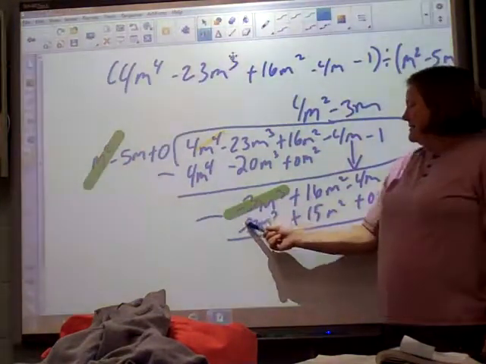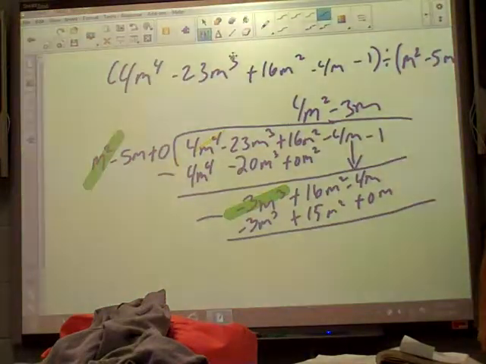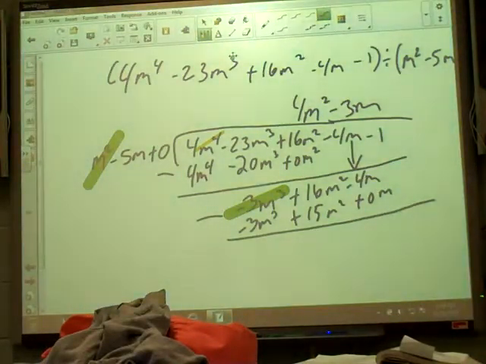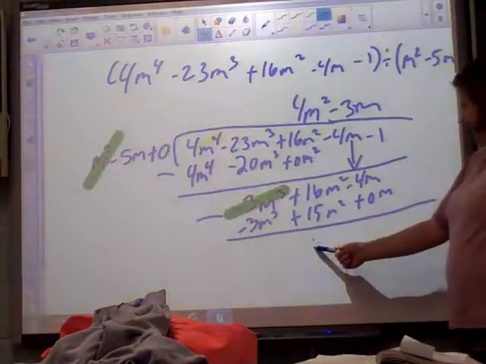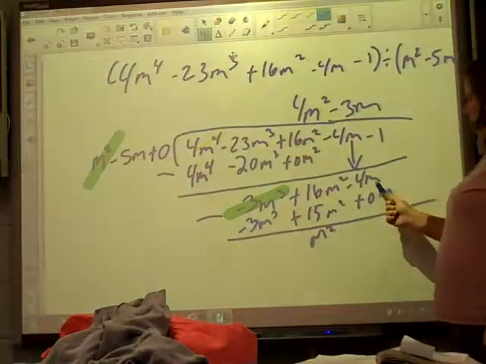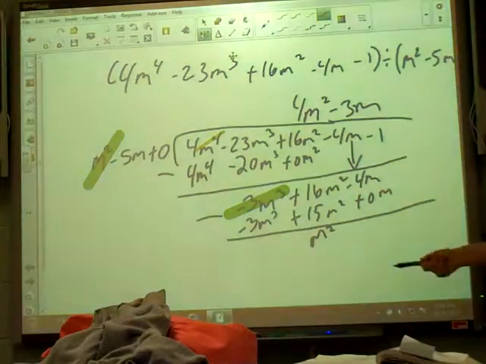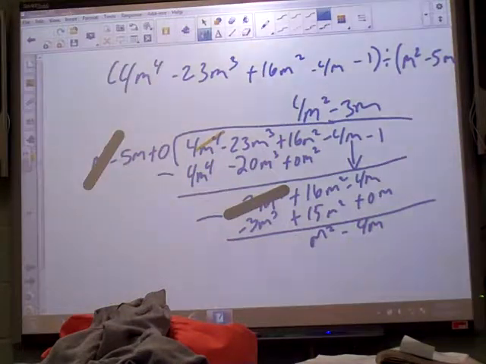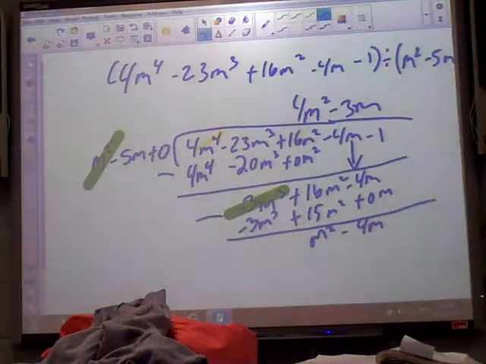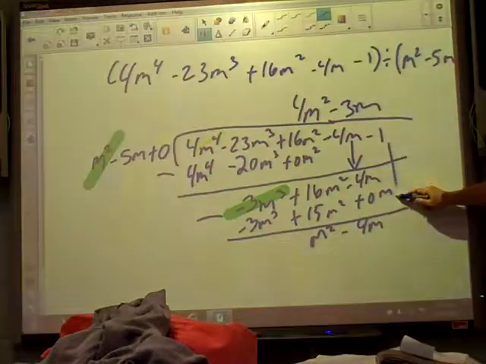Negative 3m cubed minus negative 3m cubed. It's nothing. That's exactly what I said. 16m squared minus 15m squared. 1m squared. Aiden is correct. Negative 4m minus 0, negative 4m. Okay. Now we're ready to invite negative 1 down to our party.